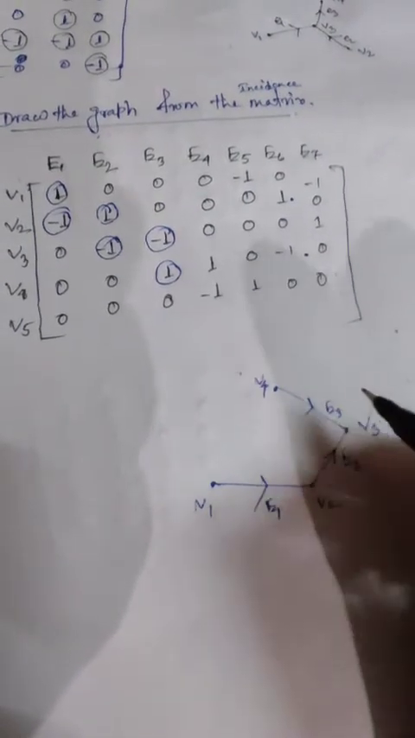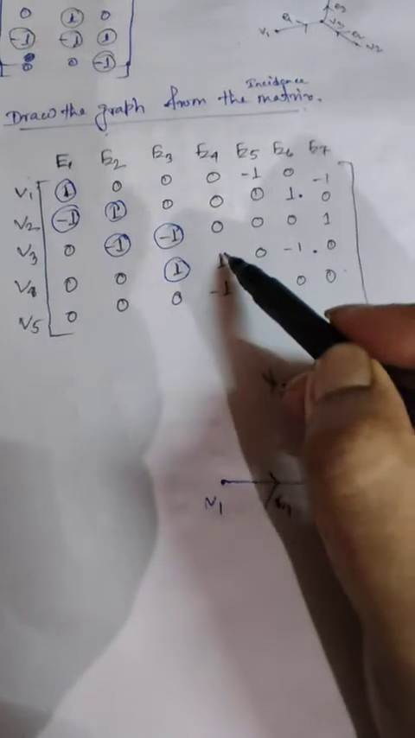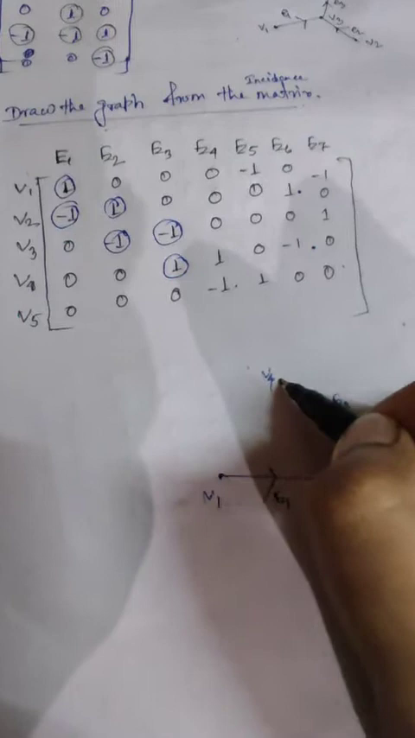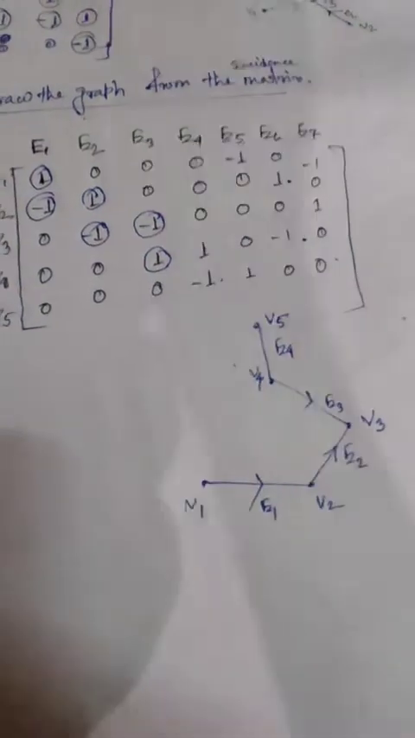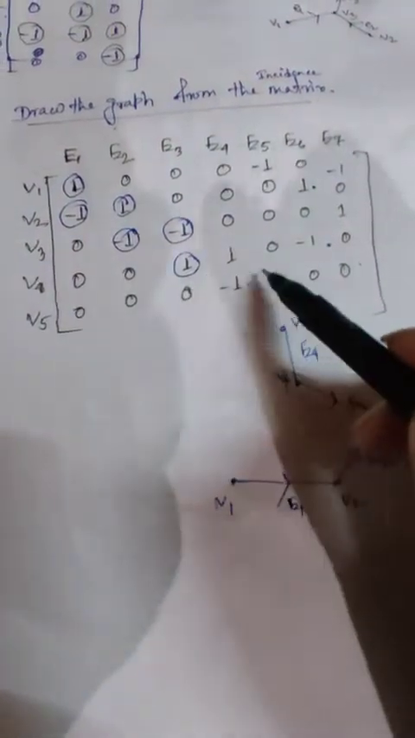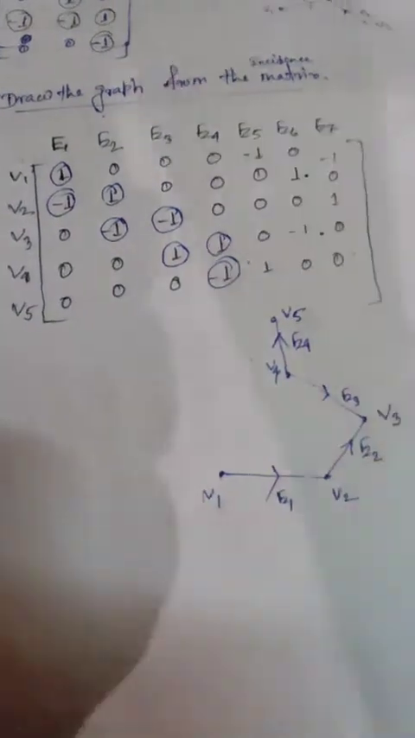This is E3. Next, if we go to E4, it is incident with V4 and V5, and V4 is incident with E4 and E5. So if we follow here, V5, this is E4, and from here we can say this is 1 and this is -1. That means this is incident out at V4 and incident in at V5. So it will be in this direction.